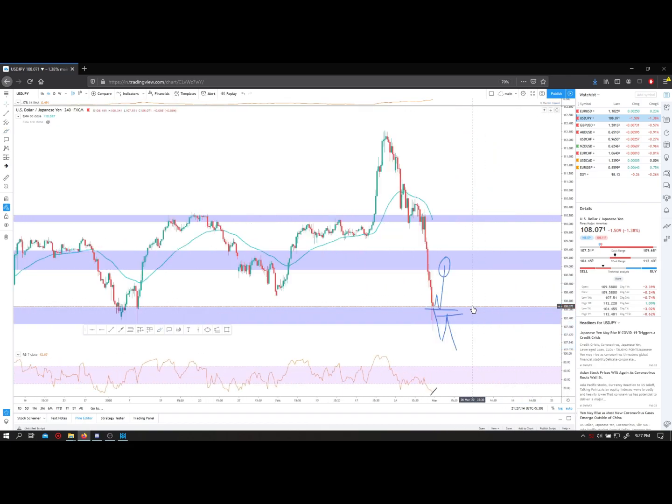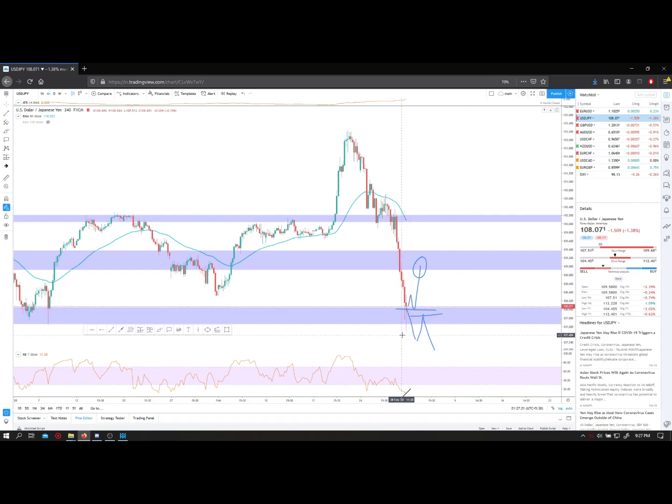So guys, I'm telling you this, that we cannot have any kind of bias. We're going to wait and see what the market does, and we're going to take our decisions according to it.